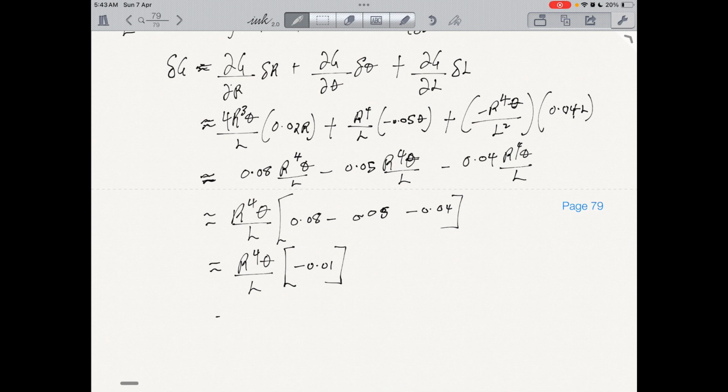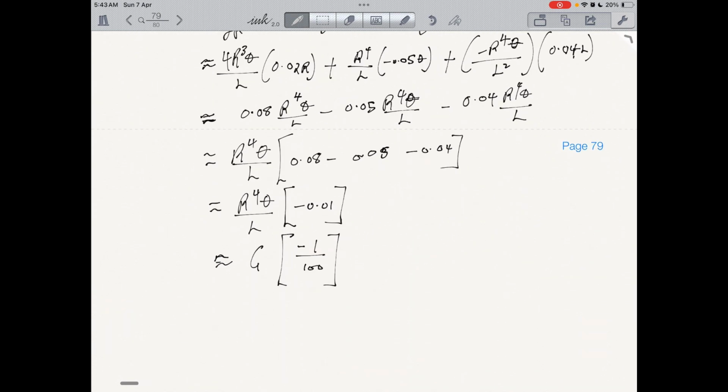Now, R raised to power 4 theta over L from the question is equivalent to G, and this minus 0.01 is equivalent to minus 1 over 100. Hence, we can say that the approximate percentage error in G is a 1% decrease.